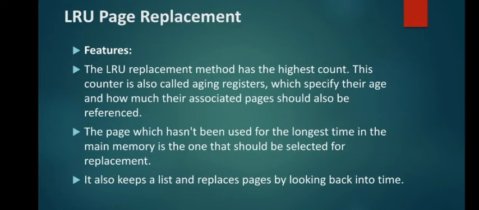This is an example of the features of LRU page replacement. The LRU replacement method has the highest count. This count is also called the aging register. It specifies their age and how much their associated pages have been referenced. The page which has not been used for the longest time in the main memory is the one selected for replacement. It also keeps a list and replaces pages by looking back in time.